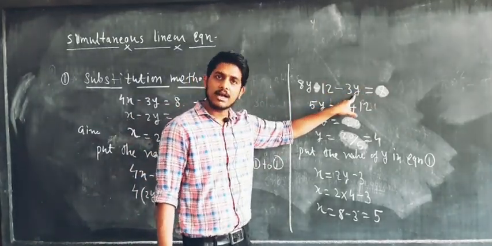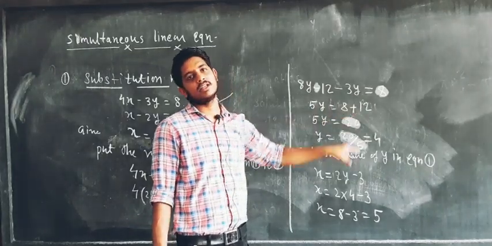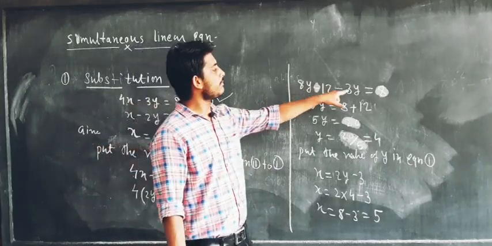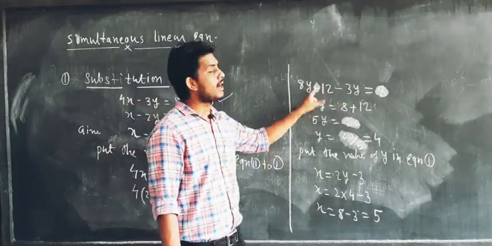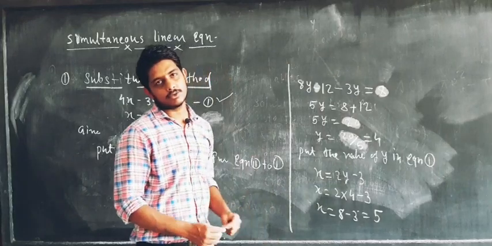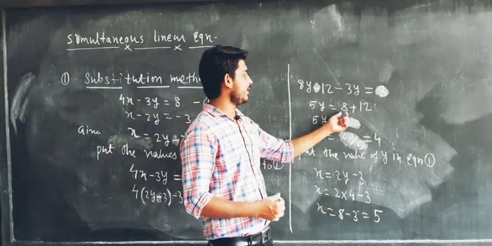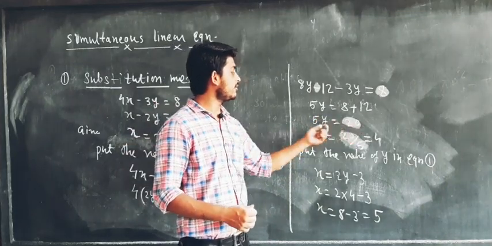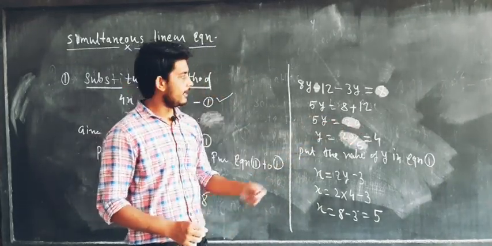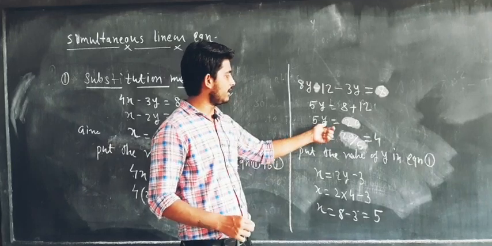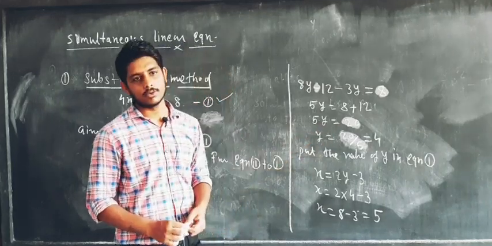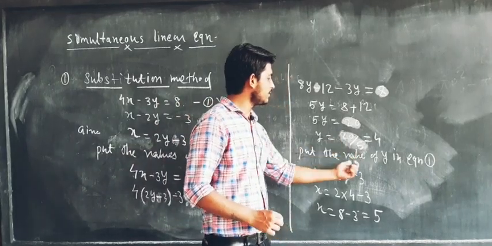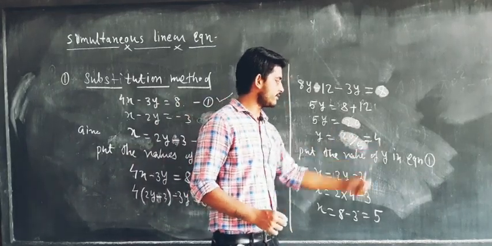8y and 3y are like terms, because both have the same variable with the same power. So 8y minus 3y becomes 5y, and minus 12 goes to the other side of the equals sign, so it becomes plus 12. So 8 plus 12 becomes 20. So 5y equals 20, meaning 5 into y equals 20. If 5 is multiplied with y, it goes to the other side and becomes divide. So y equals 20 upon 5. After dividing, we get the value of y as 4.